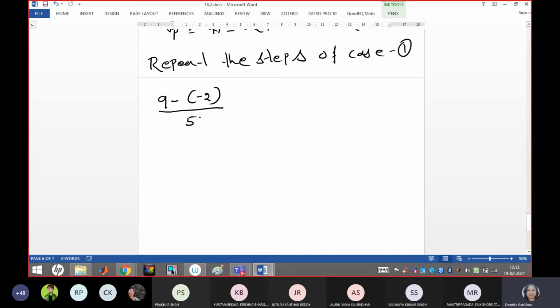Nine minus 2 by 50k, which is equal to Vs. Vs is 9 and Vn is minus 2. Okay, Vp equal to Vn equal to.